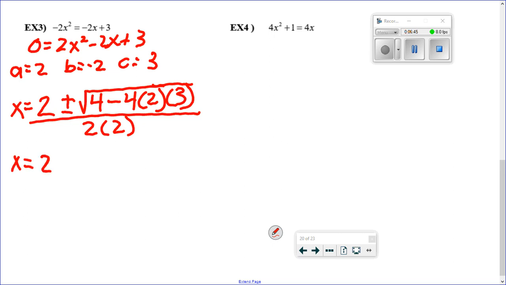So x will equal 2 plus or minus the square root. I will have 4 minus 4 times 2, which would give us 8, times 3, which again would give us 24. So 4 minus 24, all over 4.